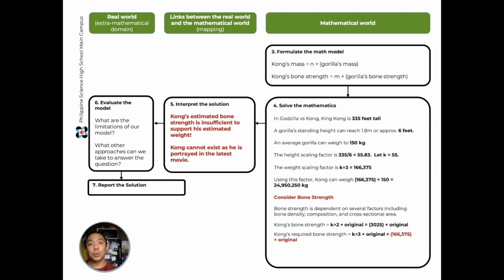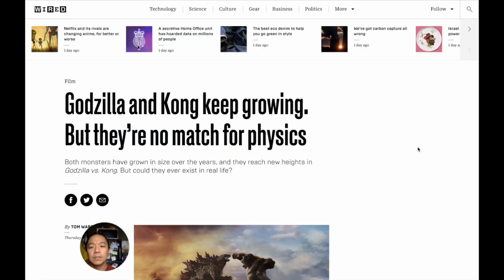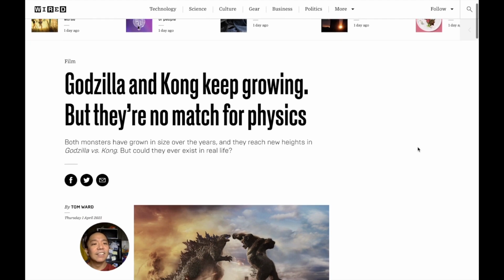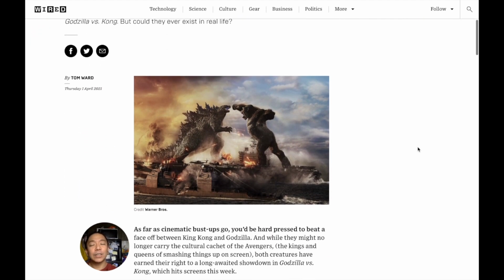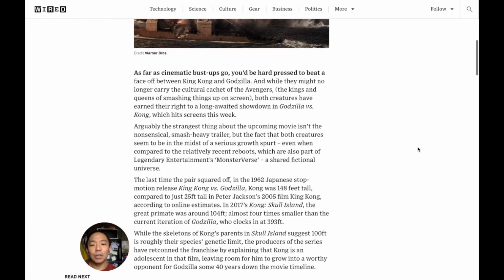And the last step would be to report the solution. Now, paano natin siya re-report? One way to do that would be to write an internet article about it. There's actually an existing article sa Wired about na siguro part na rin ng publicity ng movie na si Godzilla at King Kong. Papasaba sila sa laws of physics natin. And in fact, ginawa ko yung lesson before ko nakita to. So, ang galing na may nakaisip na gumawa nito.